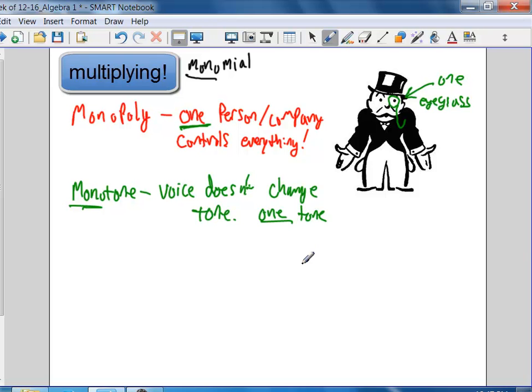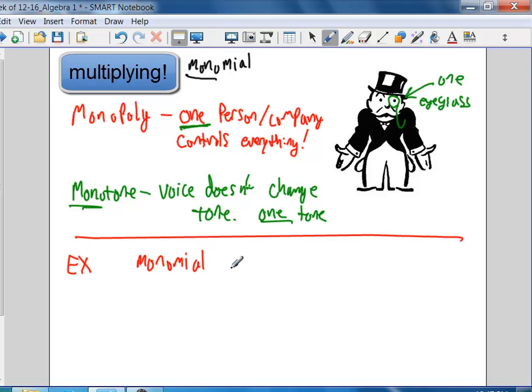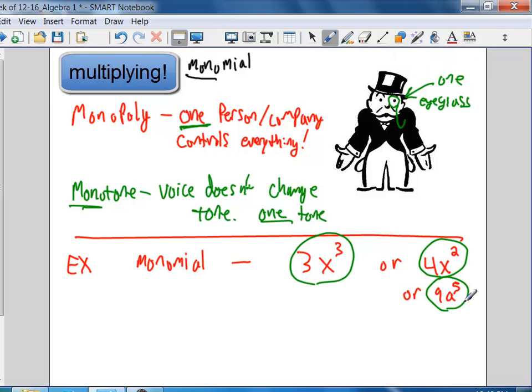So a monomial is one algebraic expression, one chunk of an algebraic expression. Here's an example of a monomial: 3x to the third. Or I could give you another example, 4x to the second. These are all monomials because, as you can see, there's no addition or subtraction sign. It's just one piece. What we're trying to do is multiply monomials, which means that we need to multiply two of these together. So let's say we just took the first two and try to multiply those together.